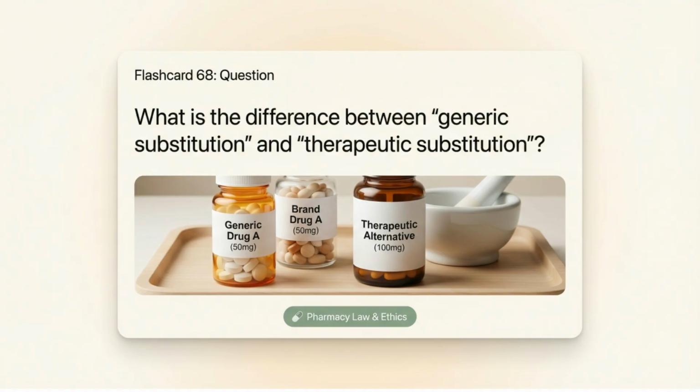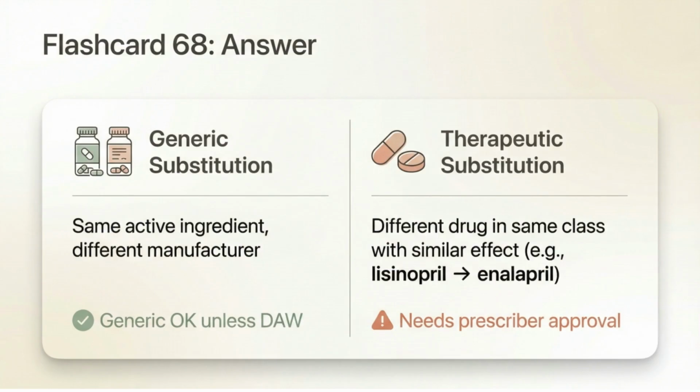Flashcard 68 asks, what is the difference between generic substitution and therapeutic substitution? Generic substitution involves using the same active ingredient from a different manufacturer and is acceptable unless dispense as written is indicated. Therapeutic substitution involves a different drug in the same class with a similar effect and requires prescriber approval.